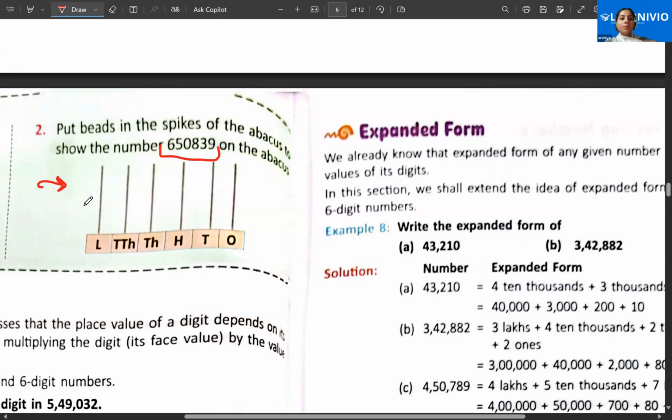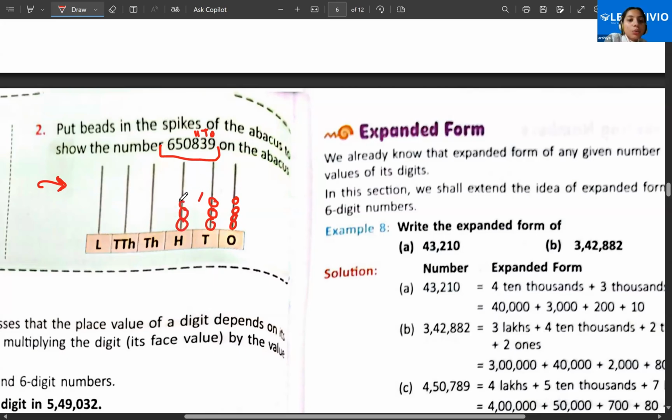In ones, we should put 9 beads. In tens, we should put 3 beads. In hundreds, we should put no beads because it's 0. In hundreds, look again. So this is one, this is 10. And in hundreds, how many beads? 8 beads. Yes. So I'll put 8 beads here.